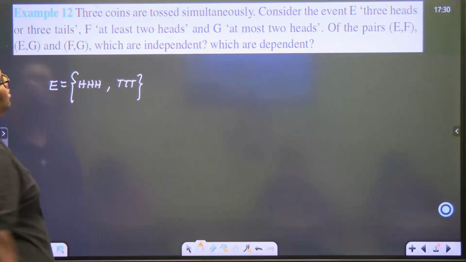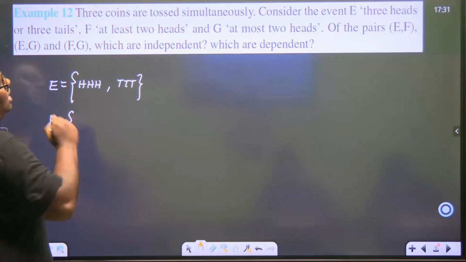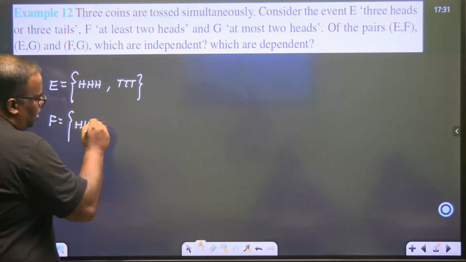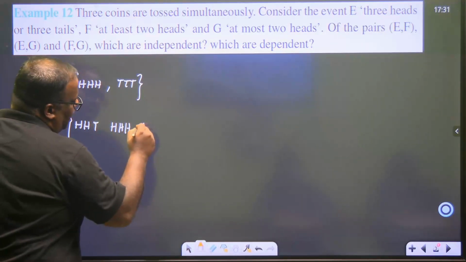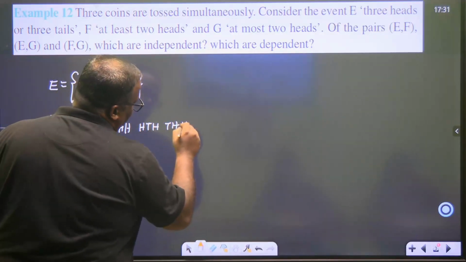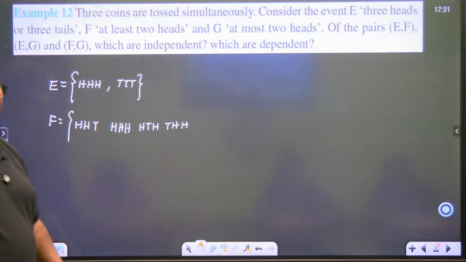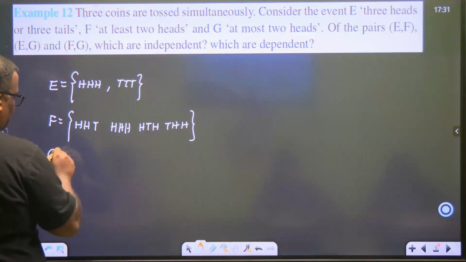So E is done. And what is F, beta? F is at least 2 heads. At least. H, H, T, H, H, H will also come. H, T, H will come. T, H, H will come. Do you think anything else? At least 2 heads. That's it? Yeah. Okay, very good.